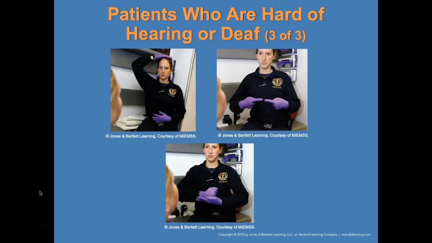Here's some easy examples of sign language. The top left is going to be sick, so it's kind of asking if you're sick. Top right is asking if they're hurt, and the bottom one is asking about help. Can you help them?